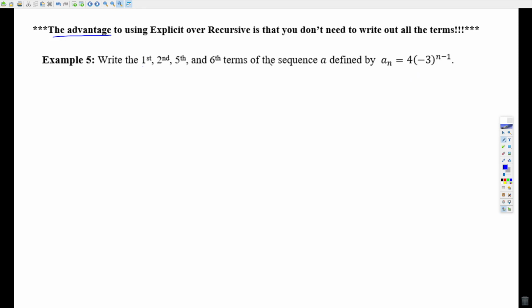If you notice, the multiplier here is -3. So we're going to be seeing this cycle of positive and negative numbers. So a sub 1 would be 4 times -3 to the 1 minus 1. And again, this actually makes it 0 for the exponent. So our first term is going to be 4. Then we're going to do 2 and 5 and 6.